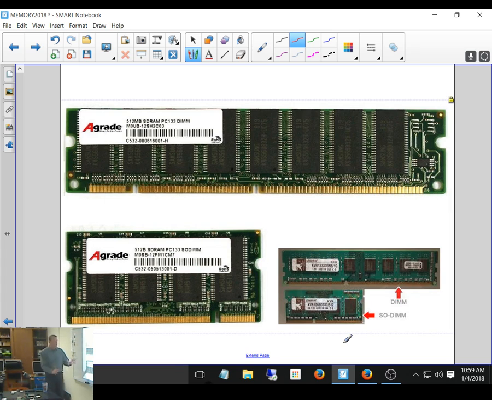Okay. The other thing when we talk about physicals is the difference between desktop RAM and laptop RAM. A desktop stick, and these are SD RAM, and this is DDR, if you can't tell, because it's got 2 notches there and 1 notch there. But the difference between them, this is called a DIMM.